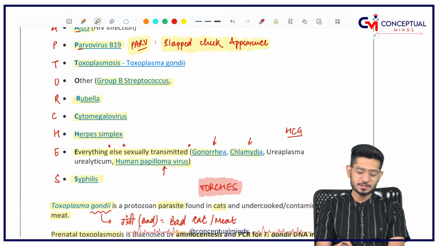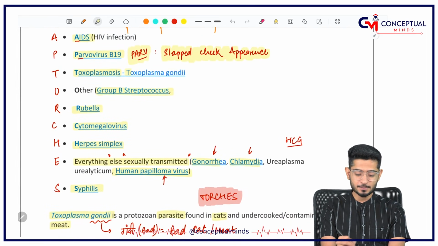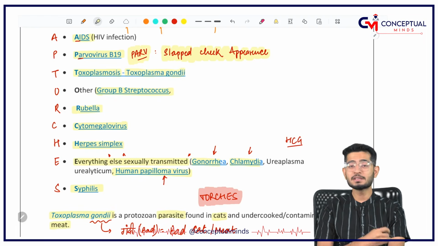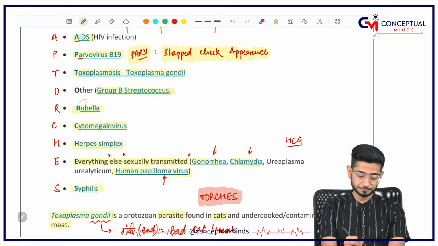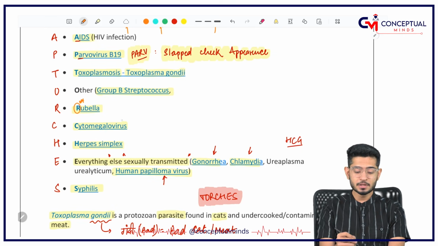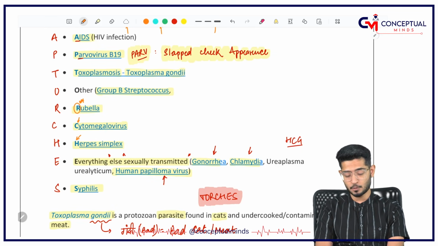Next is TORCHES, T for Toxoplasma, Toxoplasma gondii. Then O is other. So what are others? Group B Streptococcus. What is R? R for Rubella. Then what is C? C for Cytomegalovirus. Then H for Herpes Simplex Virus.